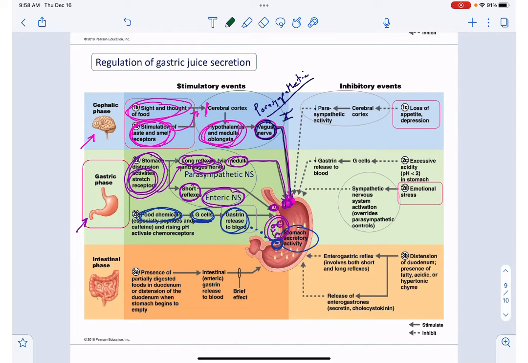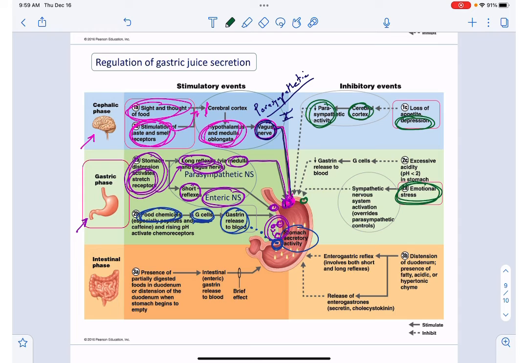What are some things that can inhibit gastric juice secretion? Well, how about depression? Emotional stress. Both of these psychological events can act on the stomach and inhibit gastric juice secretion. And that's called psychosomatic, where a psychological effect has an effect on another area of the body. And how does this work? Well, depression can work through the cerebral cortex and inhibit parasympathetic activity. So if you inhibit parasympathetic activity, you're inhibiting gastric juice secretion.